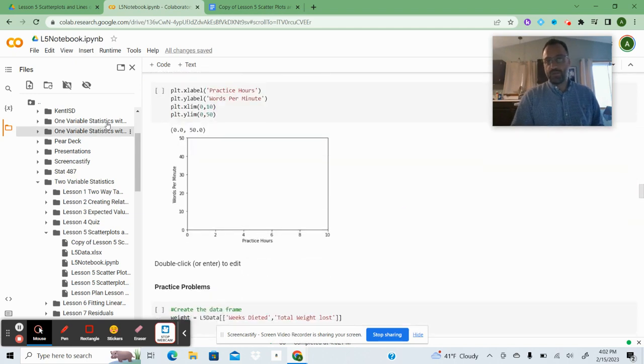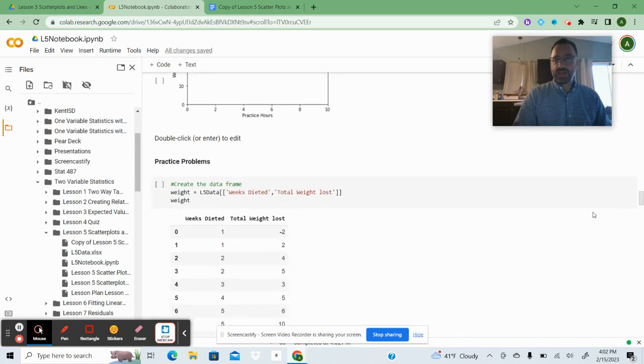So task 2, I made a blank scatter plot by just going practice hours, words per minute. I did an X limit to go from 0 to 10 because we had 0 to 10 hours, and then the Y limit to go 0 to 50 for the words per minute.